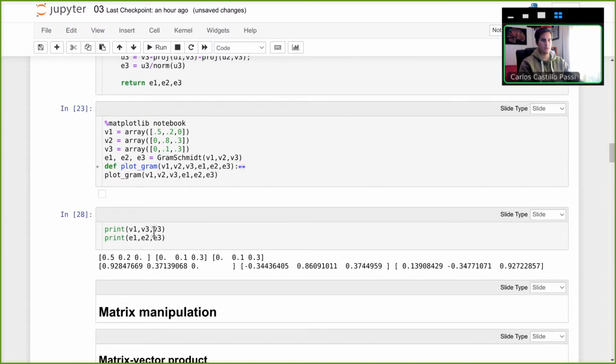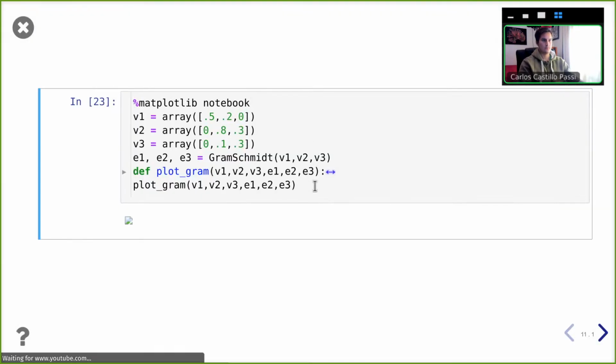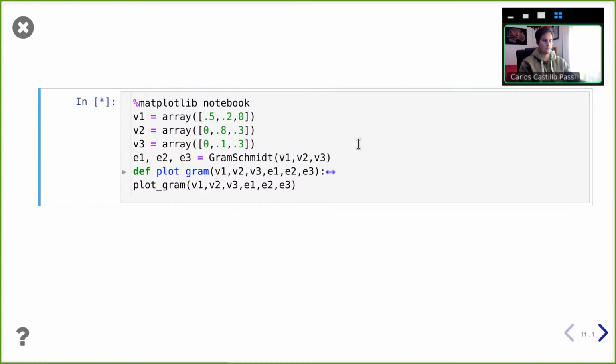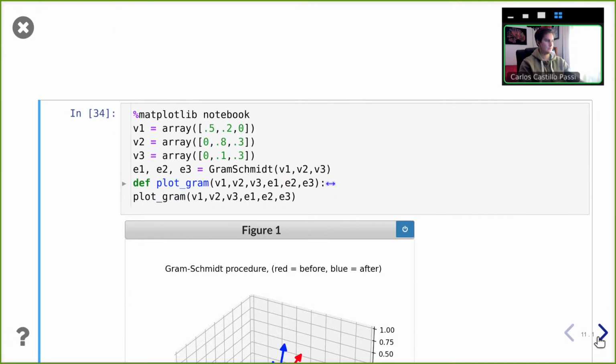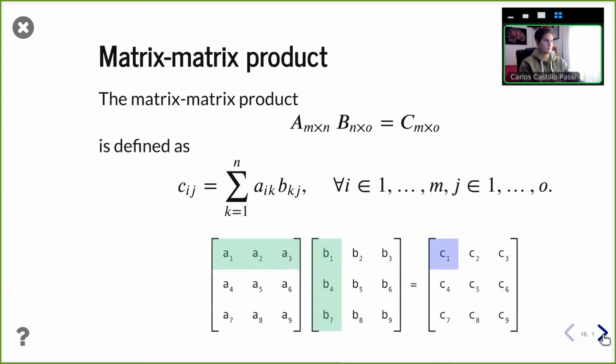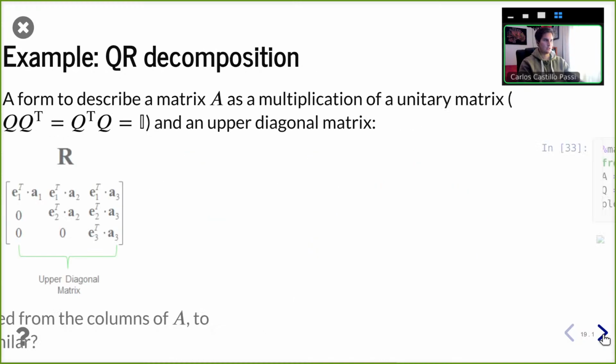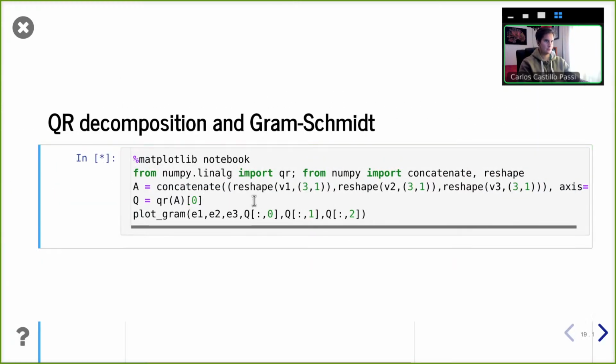Let's continue now with this. No, it wasn't this one, another one. Okay, so now with the QR decomposition.